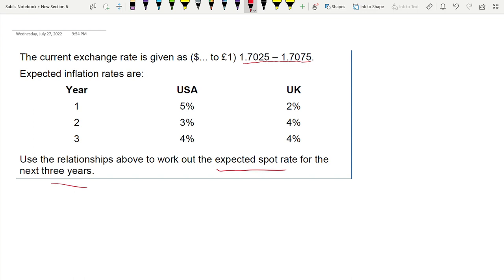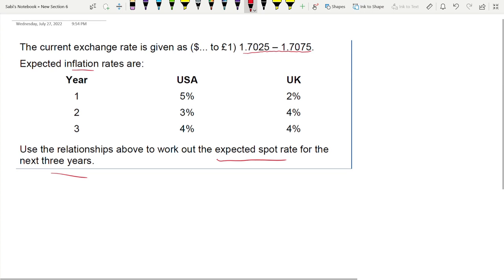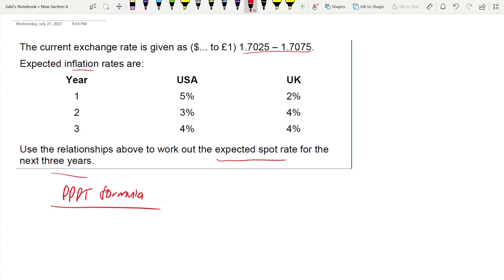Which formula are you going to use? Tell me that first. You have been given inflation. Please look at the word inflation. The moment you are given the word inflation, the formula that you have to use is known as purchasing power parity theory. You have to use this formula. PPPT formula, which stands for purchasing power parity theory.